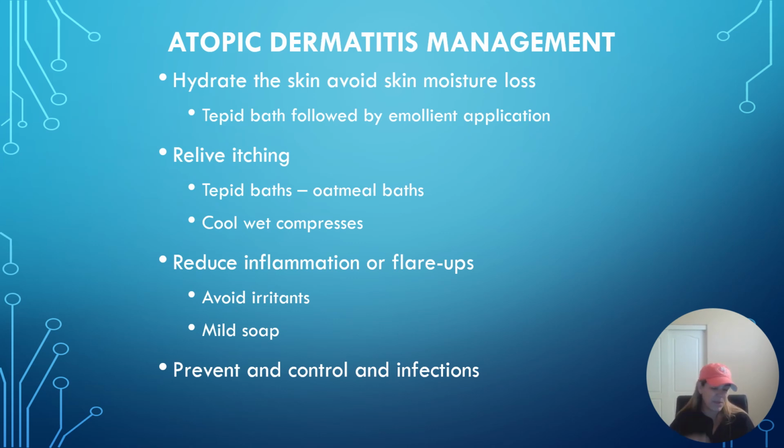We educate the parents to avoid irritants. So it could be soap, the type of clothing, like scratchy clothing. We ask the parents to use mild soaps without dyes and perfumes, and that will help with the flare-ups as well. And then we want to prevent and control any infections. So prevent infections by relieving itching, making sure that if they're babies, they can't scratch. We keep their nails nice and short so that if they do scratch, they can't break the skin. Things that will keep them from making it worse than it already is.